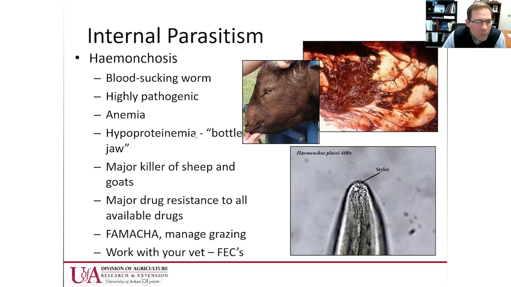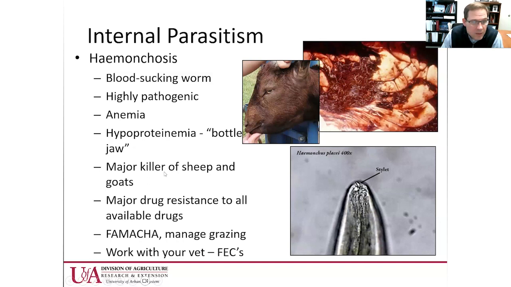And also hypoproteinemia. That's a decrease in the amount of protein in the blood. And when we lose protein, you get a decrease in oncotic pressure. And so you start to have settling out of fluid from the animal's blood vessels into tissue. And a common place for that is here under the jaw. And so we get bottle jaw and edema that has occurred just due to the hypoproteinemia from the blood loss that's occurring here.